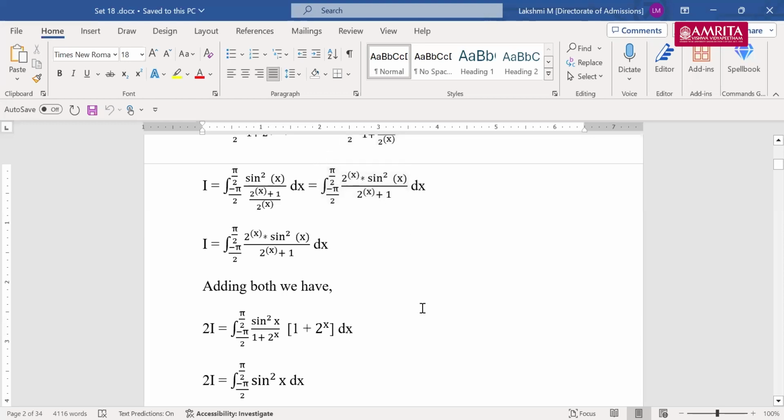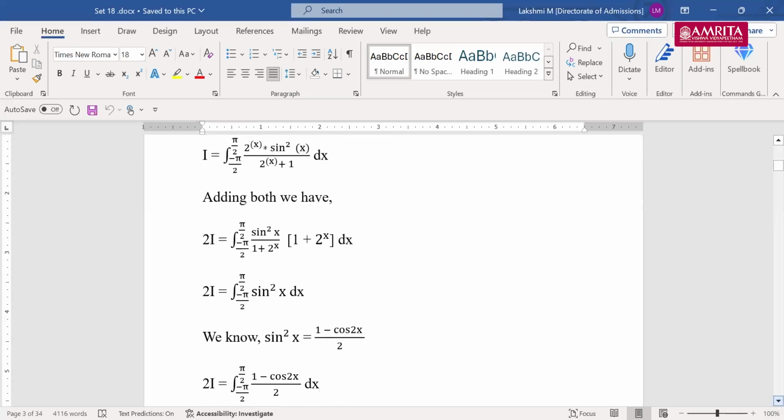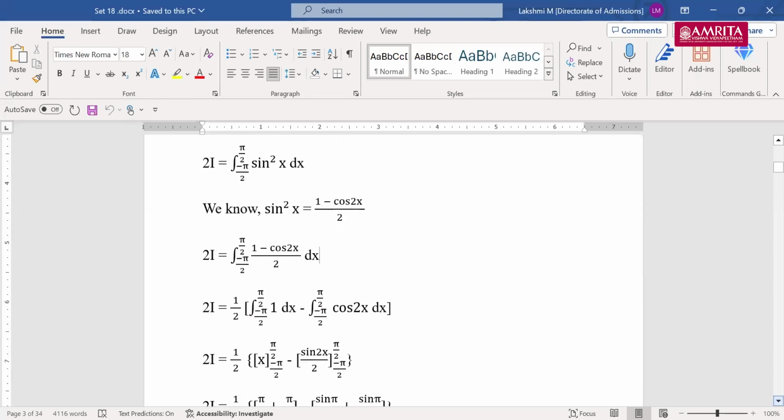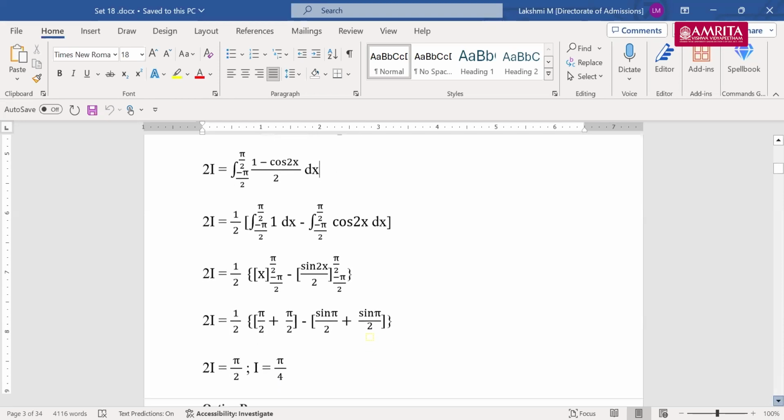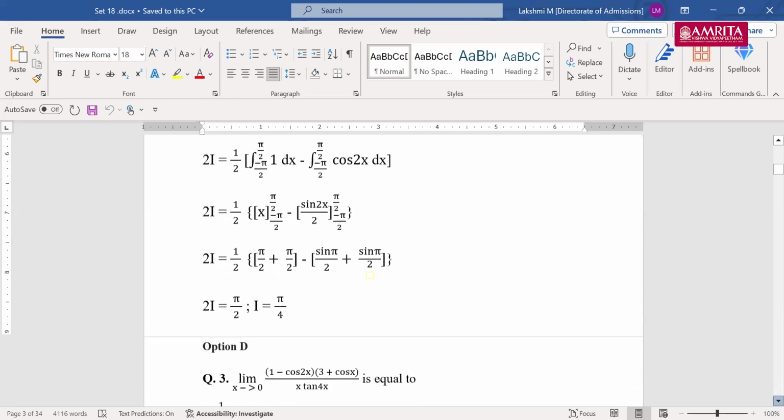Now you have to add both of them, so you have to find the 2I. When you have the 2I, the 1 plus 2 raised to x term gets cancelled and you have sin square x. Once you have sin square x, you know how to find the integral. You can substitute (1 minus cos 2x) by 2. You can separate the 1 by 2 and cos 2x by 2. You can take that 1 by 2 outside and you can solve this. So for 1 it's x and for cos 2x, you can substitute sin 2x by 2. For the sine terms, when we are substituting the value, it's 0, it's not needed. So this is 1 by 2 into pi by 2 plus pi by 2. It's 2 pi by 2, so the 2 gets cancelled. So it's pi by 2. Then there is 2I, so I is equal to pi by 2 into 1 by 2, which is pi by 4.